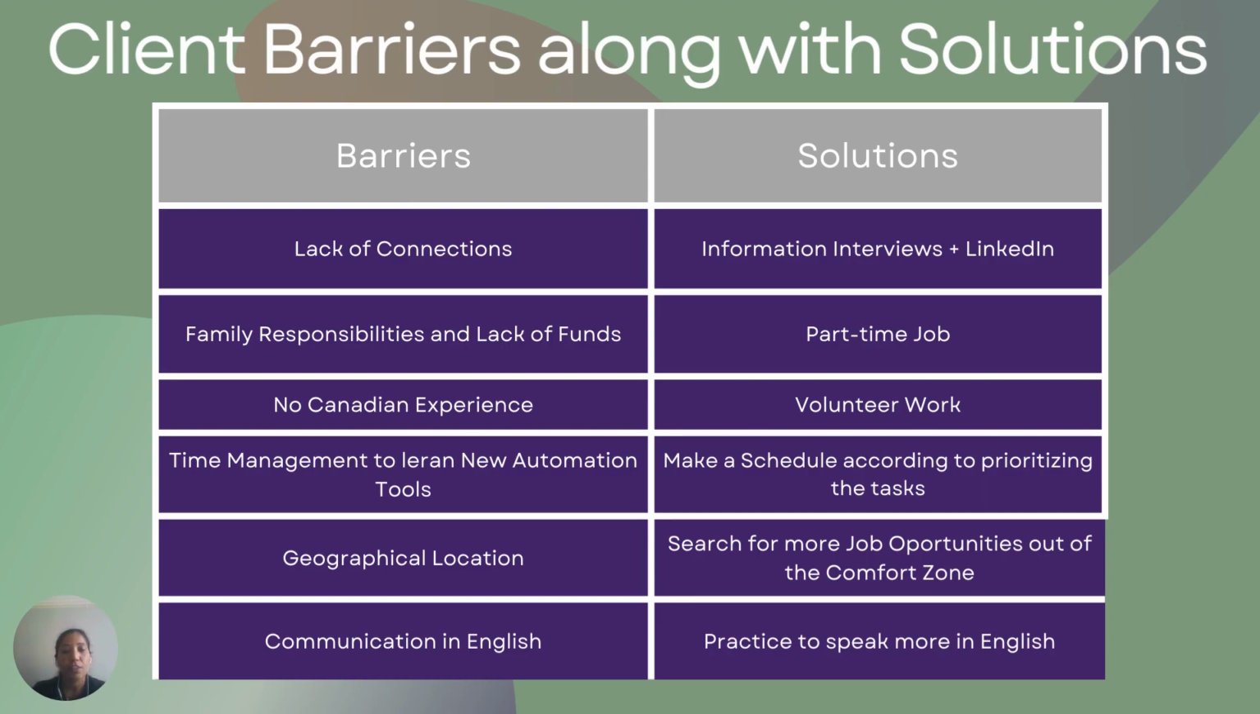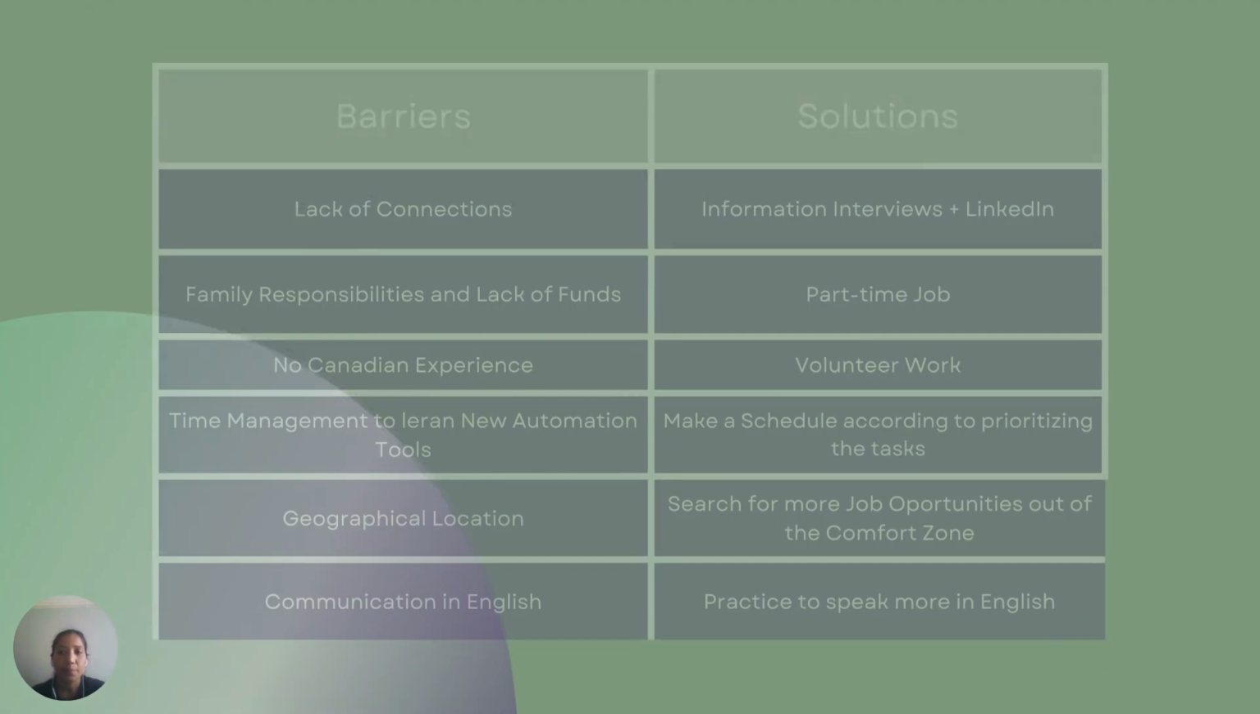Searching for more job opportunities out of his comfort zone could also be a perfect solution for his geographical location problem. He could find jobs outside of Kitchener. As we know, Toronto and other cities in the province are hubs of the IT sector. So for the communication problem, he could speak more in English, and I think that could work for him as well, as he realized.